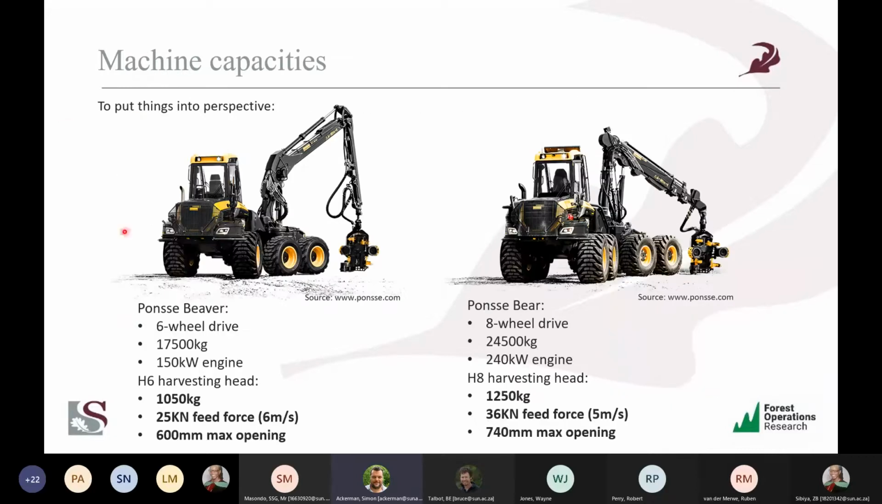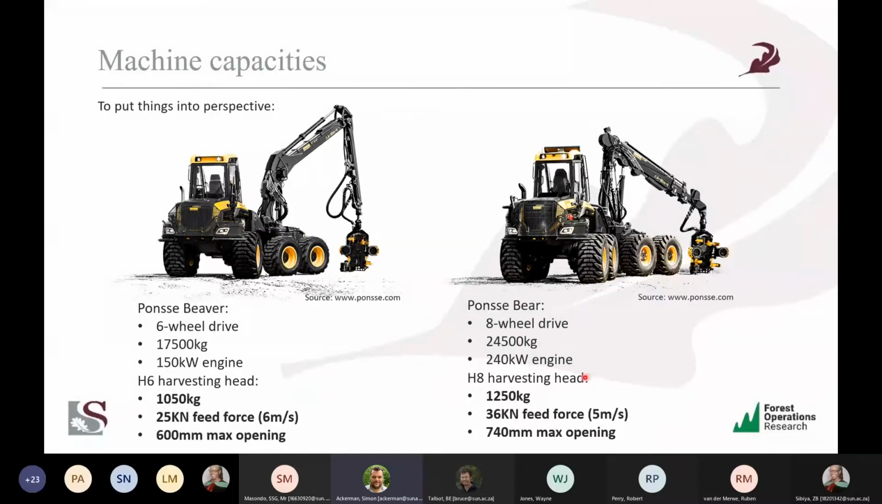To put things into perspective, two images I grabbed from the Ponzi website. On the left-hand side, the Ponzi Beaver, and on the right-hand side, the Ponzi Bear. Relative size difference: a 6-wheel drive Ponzi Beaver with about a 150 kilowatt engine, and an 8-wheel drive Ponzi Bear with a 240 kilowatt engine.